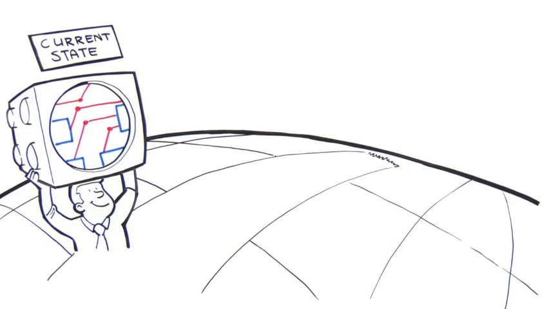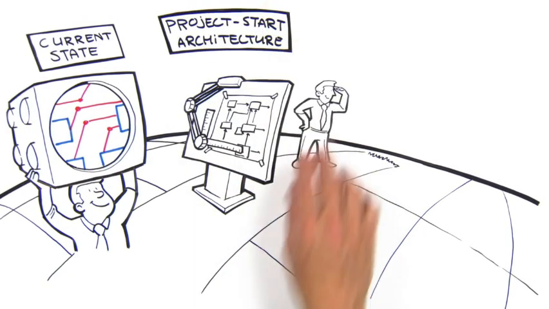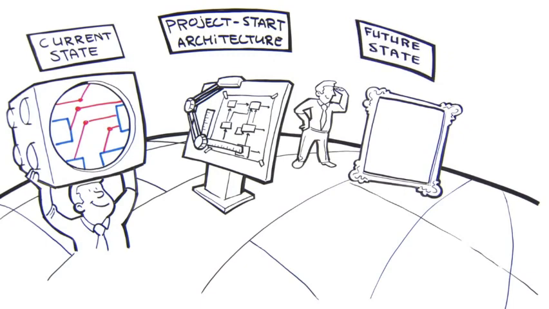Summarized, enterprise architecture is about 3 things. We take a look at the existing situation. We help to develop and evaluate designs. And we create a sketch for the future so that everyone understands the direction we're heading.